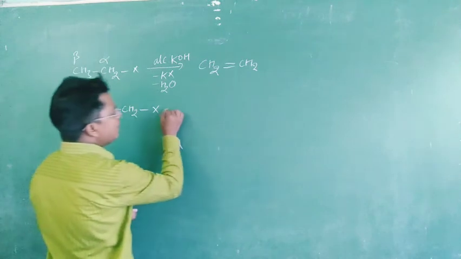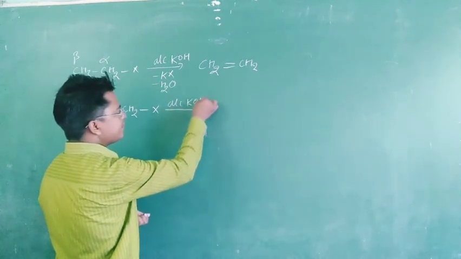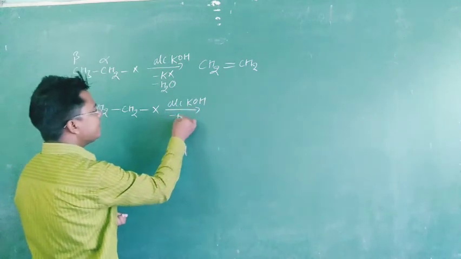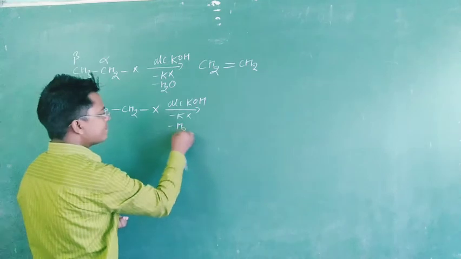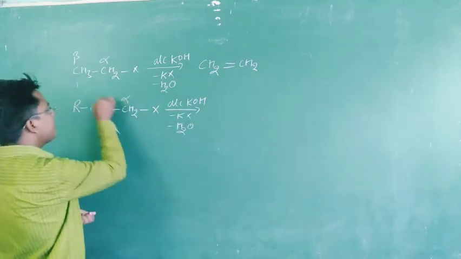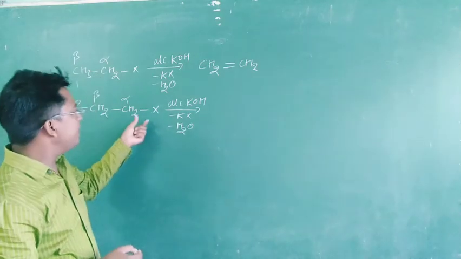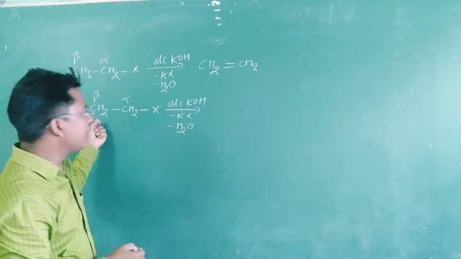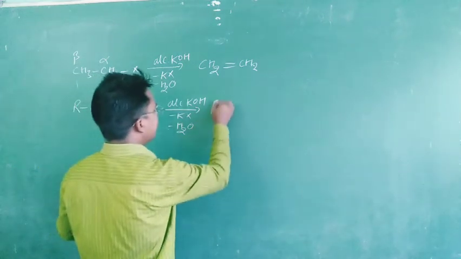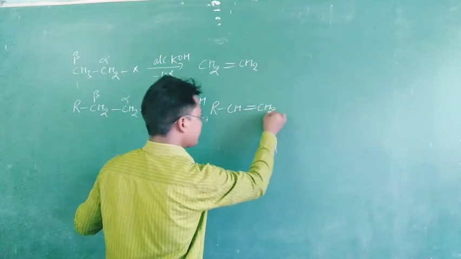Suppose we have this kind of alkyl halide. Then this also reacts with alcoholic KOH. Then KX will eliminate, one hydrogen from here, OH from here. This is alpha carbon and this is beta carbon. Halogen will eliminate from alpha carbon and hydrogen will eliminate from beta carbon. So there will be an alkene formed, RCH double bond CH2.